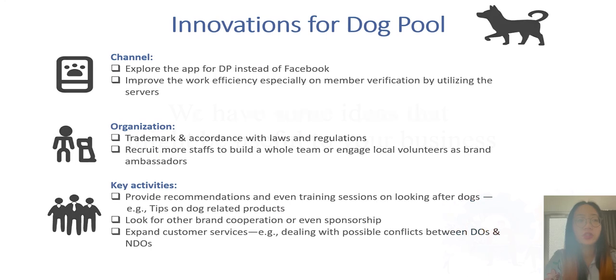First of all, change the business model. We could explore the app for Dogpool rather than just rely on Facebook, which could improve the working efficiency, especially on the process of verification, by utilizing our service. What's more, this could help Natalia to save our time and take more activities in place.